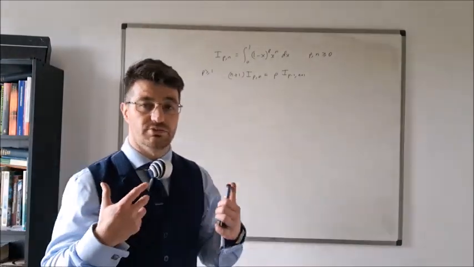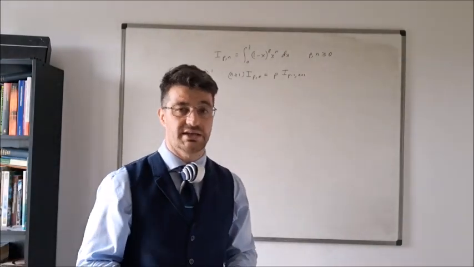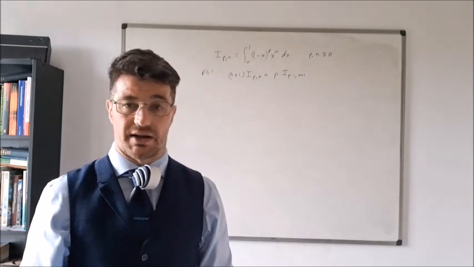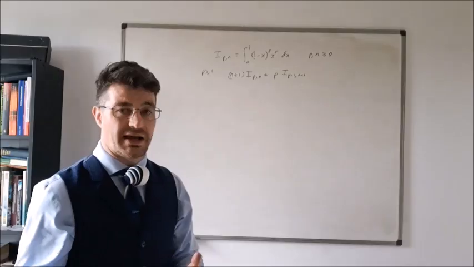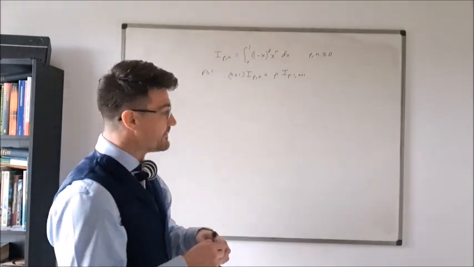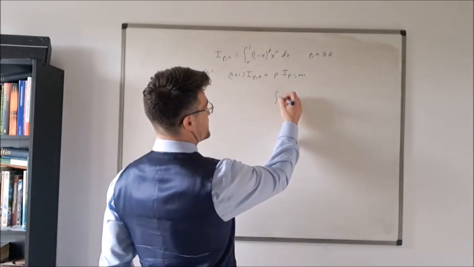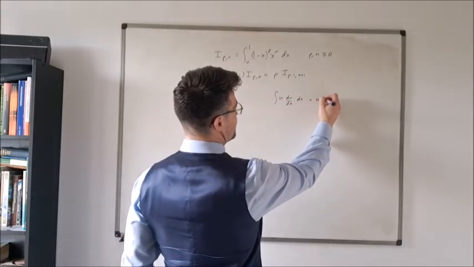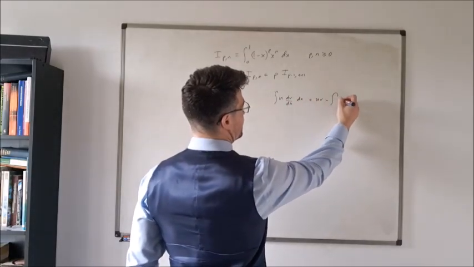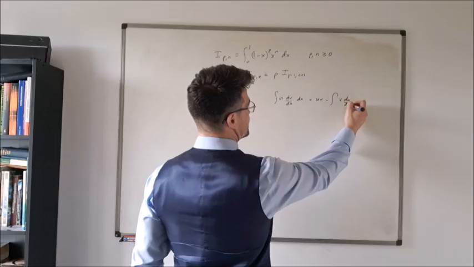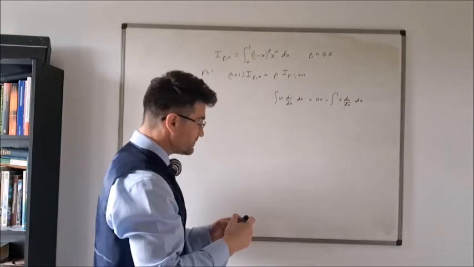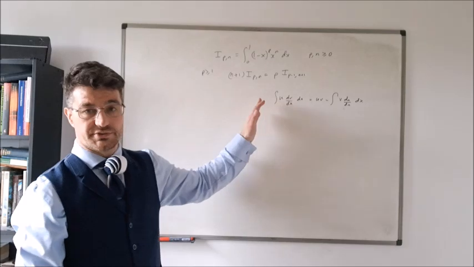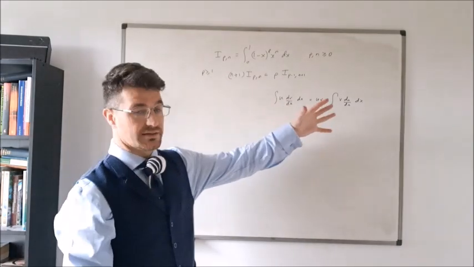But one thing that you will often apply when finding reduction formulae is integration by parts. Because with integration by parts, what you're doing, if you remember, you've got the integral of u times dv by dx equals u times v minus the integral of v times du by dx.